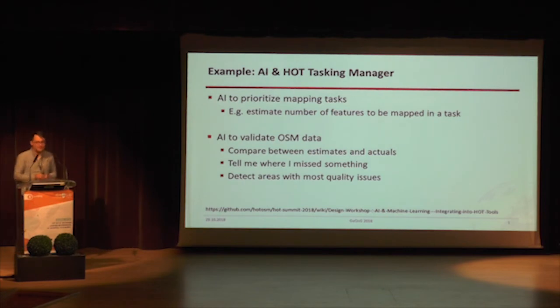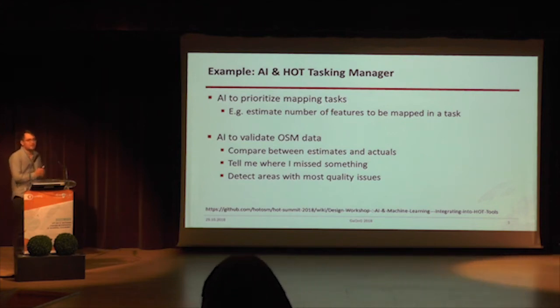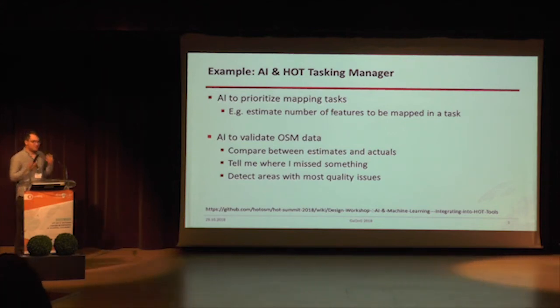A second example is for the HOT Tasking Manager. So it's a tool that we use to coordinate mapping, and there have been a lot of discussions about how AI could improve the Tasking Manager, so how could we better allocate tasks to volunteers. And the first things that we came up with is maybe not the perfect building footprint estimation, but maybe simpler tasks like prioritize mapping areas.